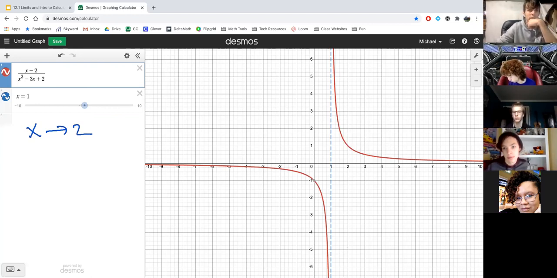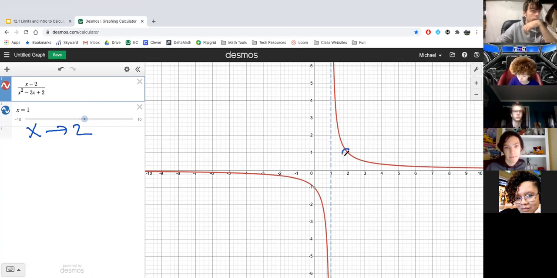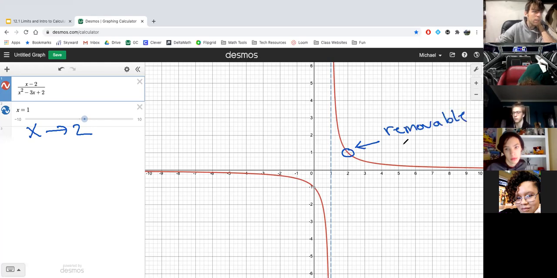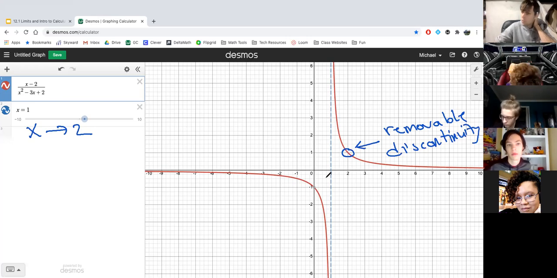There's a word for this when our graph has a hole. It seems continuous, but there's a particular spot that causes a problem. This is called a removable discontinuity. It's a discontinuity because it's a hole. Our function is undefined there. When we try to plug in 2, we try to divide by 0, and that's just not allowed.